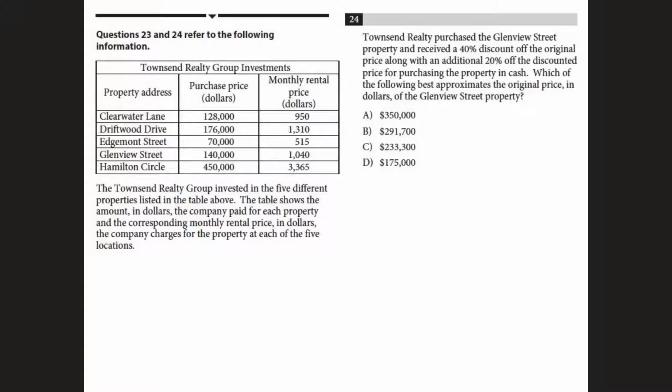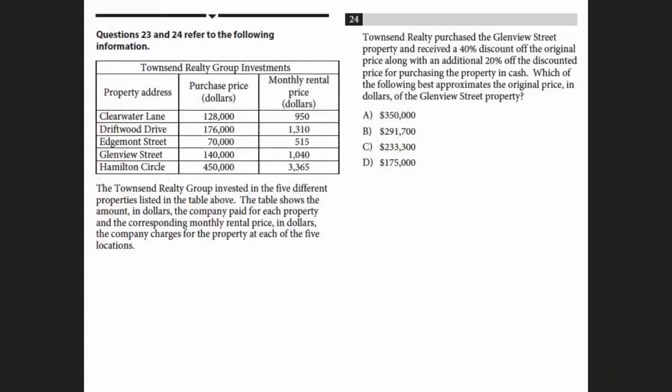Number 24. Townsend Realty purchased the Glenview Street property and received a 40% discount off the original price, along with an additional 20% off the discounted price for purchasing the property in cash. Which of the following best approximates the original price in dollars of the Glenview Street property?